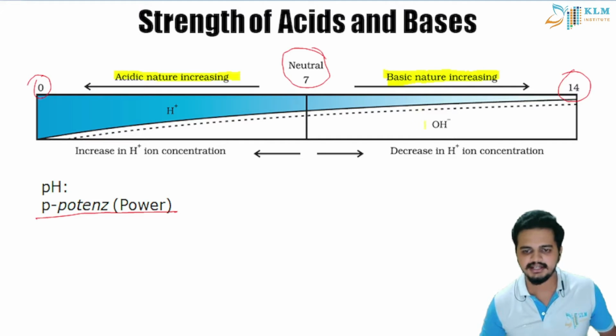Here, the hydroxide ions are increasing on the basic side. Here, the hydrogen ions are increasing. You can see here the increase in the concentration of H plus ion in this direction. Here in this direction, we can see the decrease in concentration of H plus ions. So this is how we know the strength of an acid or a base.